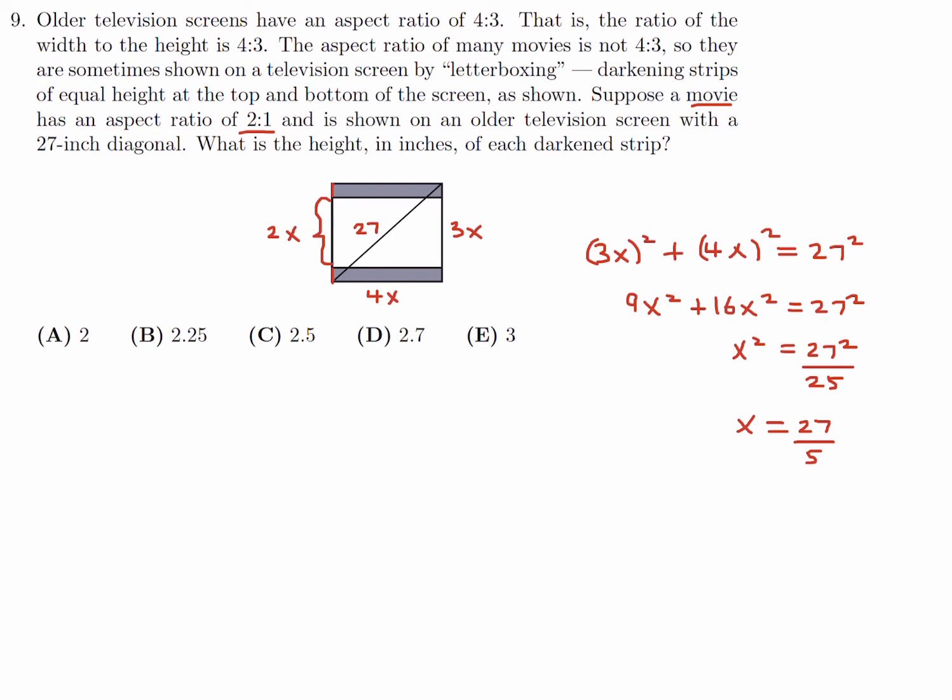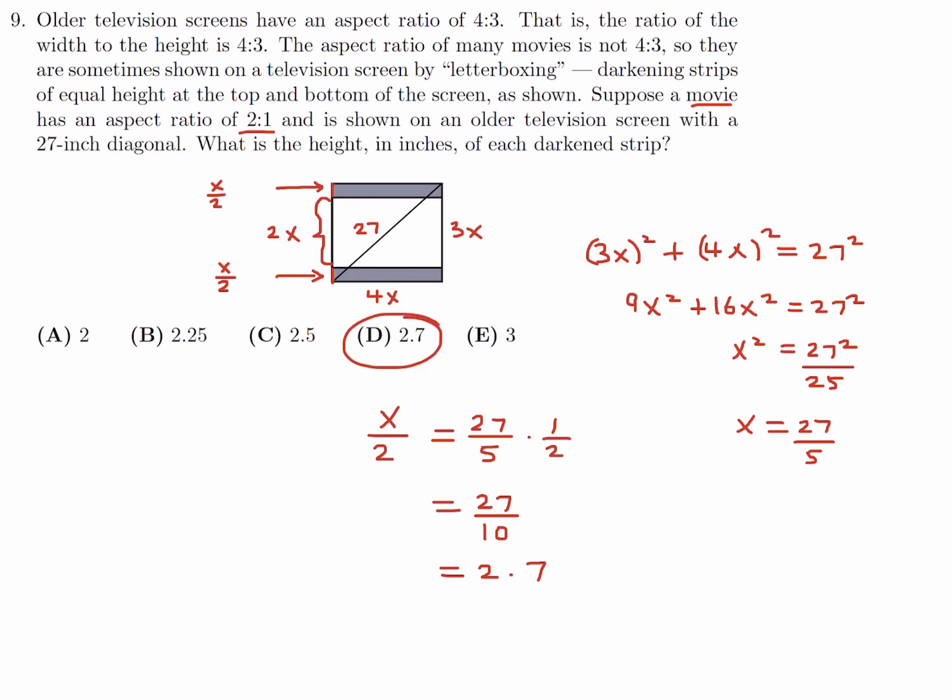Okay, well, each of those darkened strips is the equivalent of x over 2, right? Because x over 2 plus x over 2 plus 2x must equal 3x. So this question really says find the value of x over 2. Well, x we just figured out was 27 over 5. So 27 over 5 times a half is x over 2. And that is 27 over 10, which is equal to 2.7. So number 9, the answer is D.